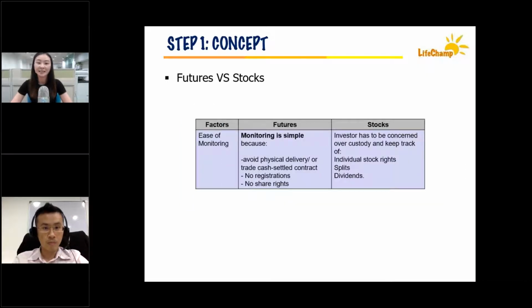And then the ease of monitoring. For futures, because of the expiry date, we have to be clear on the product, the contract month that we're trading, and on which day it expires, and whether the contract is physical delivery or cash settled. So very simple.